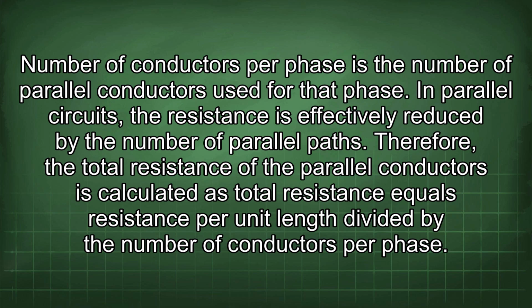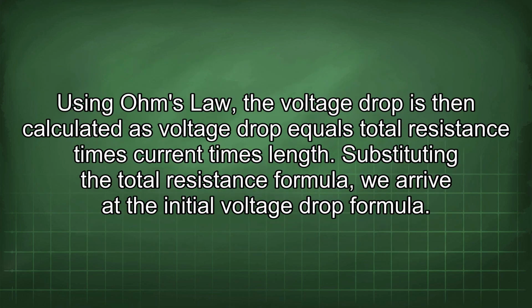In parallel circuits, the resistance is effectively reduced by the number of parallel paths. Therefore, the total resistance of the parallel conductors is calculated as total resistance equals resistance per unit length divided by the number of conductors per phase. Using Ohm's law, the voltage drop is then calculated as voltage drop equals total resistance times current times length. Substituting the total resistance formula, we arrive at the initial voltage drop formula.